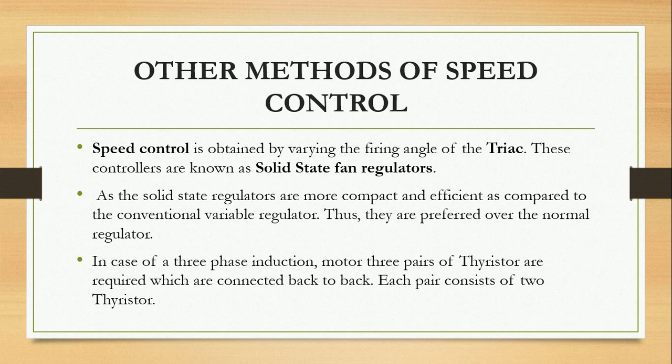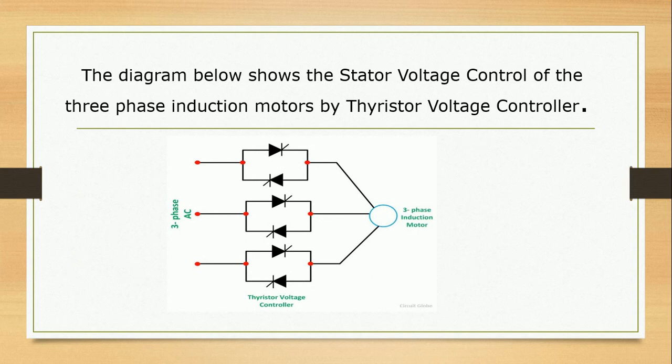In the case of a three-phase induction motor, three pairs of thyristors are required which are connected back to back. Each pair consists of two thyristors. The diagram below shows how stator voltage control of a three-phase induction motor using a thyristor voltage controller is done. In this, you can see the thyristors which are connected back to back. There are three pairs and each pair consists of two thyristors.